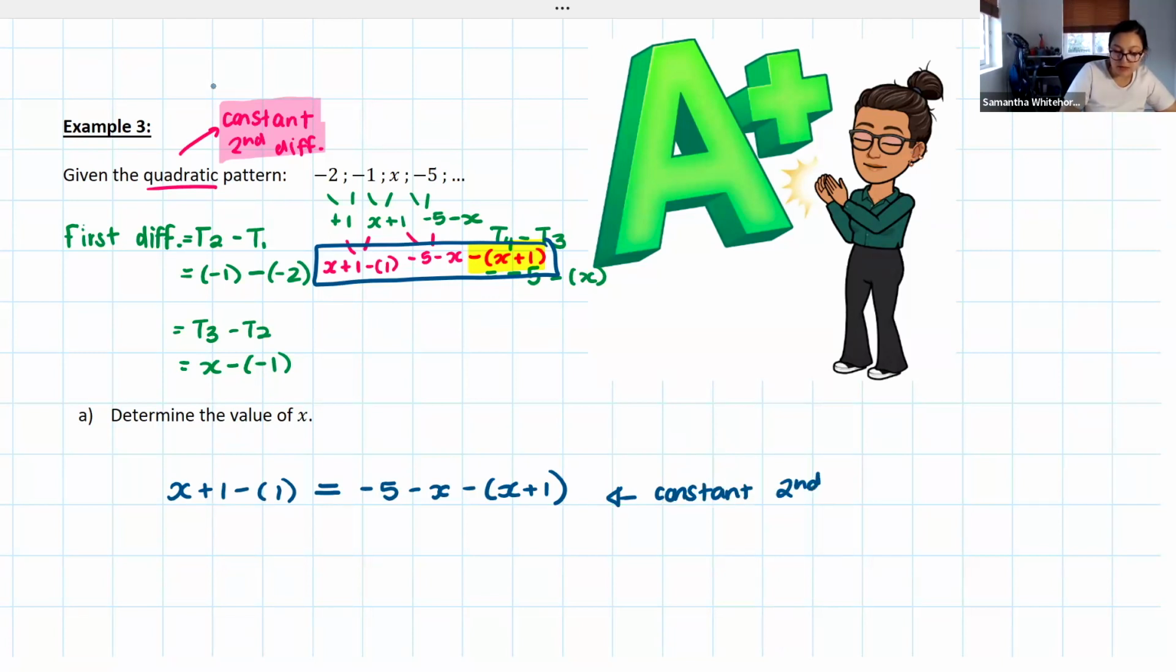And this is why I was saying earlier, it's so important to know the characteristics of your patterns or your sequences that you're working with because of questions like this. If we didn't know about the constant second difference, we wouldn't have any idea what to do. But because we do, we've got this equation we can now solve.